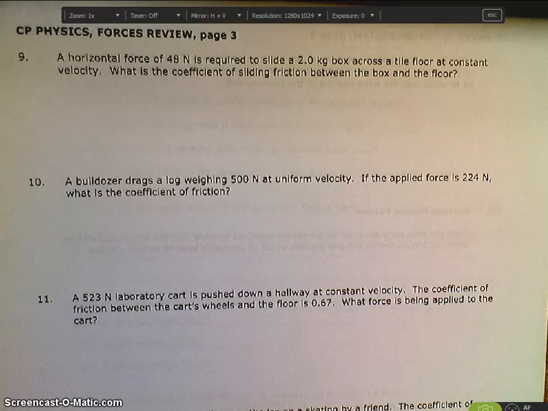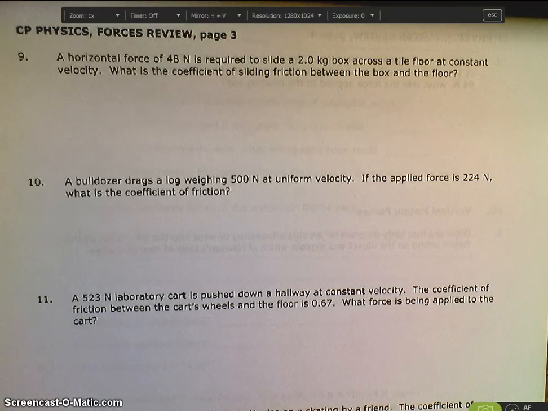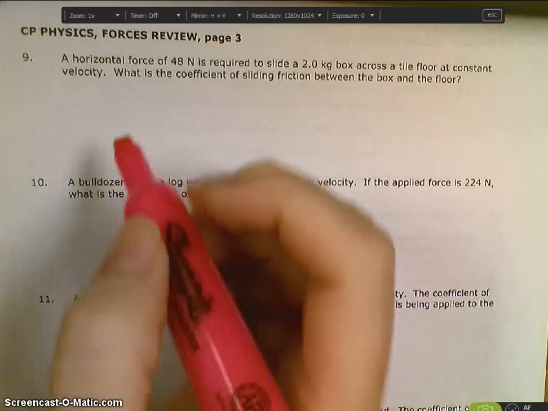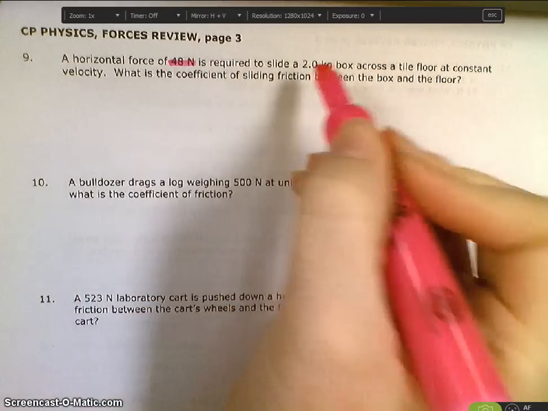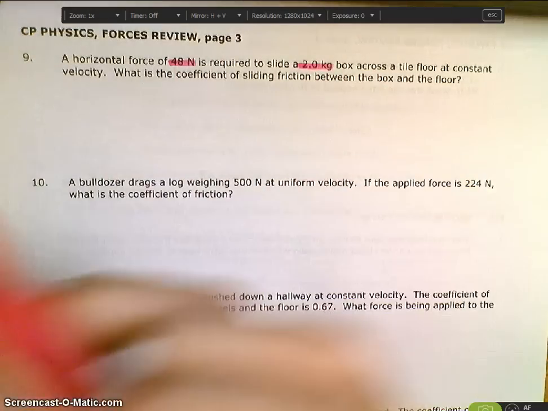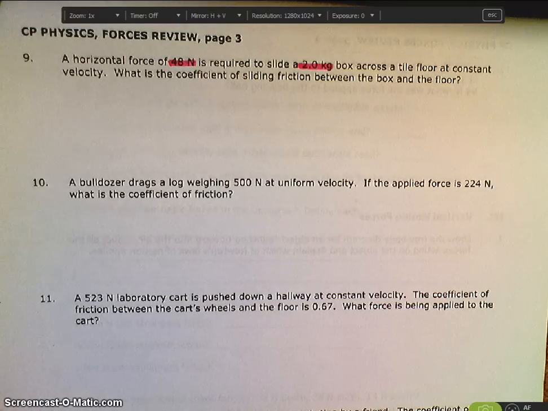In this next review portion, I am going to show you how to work the problems in your review that relate to constant velocity. One of the first things that I've noticed people struggling with is knowing when to use different equations. Again, one of the things that I like to do when I go through a problem is identify all my numbers and their units. I can do that without reading the problem.